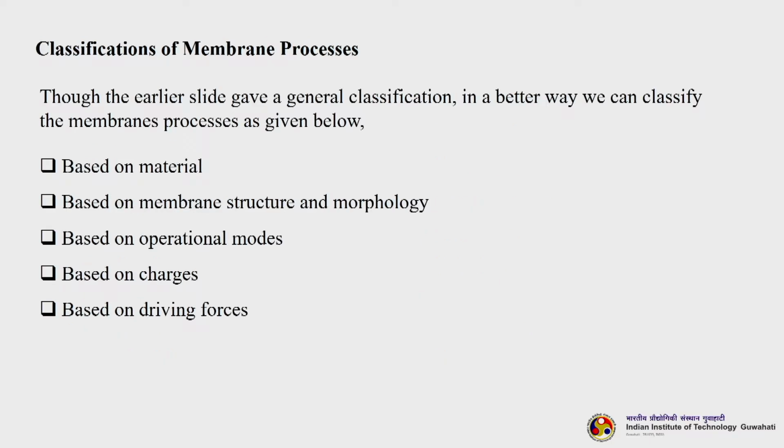Now, though the earlier slide gave a general classification, in a better way we can classify the membrane processes as given below. I have tried to classify membrane processes according to these 5 types. The first one is based on material, second is based on membrane structure and morphology, third is based on operational modes, fourth is based on charges and fifth is based on driving forces. So, we will see one by one.